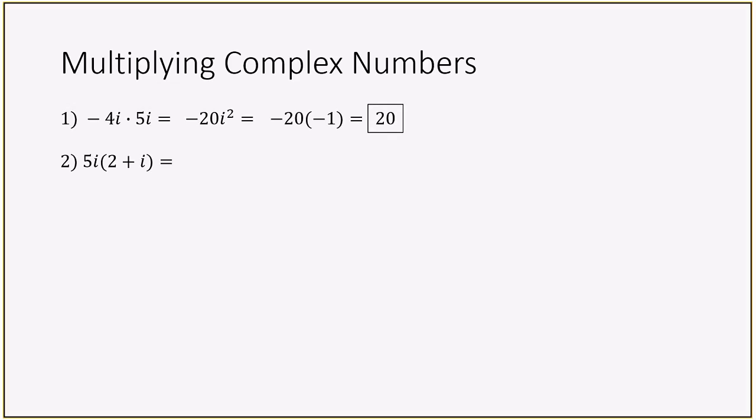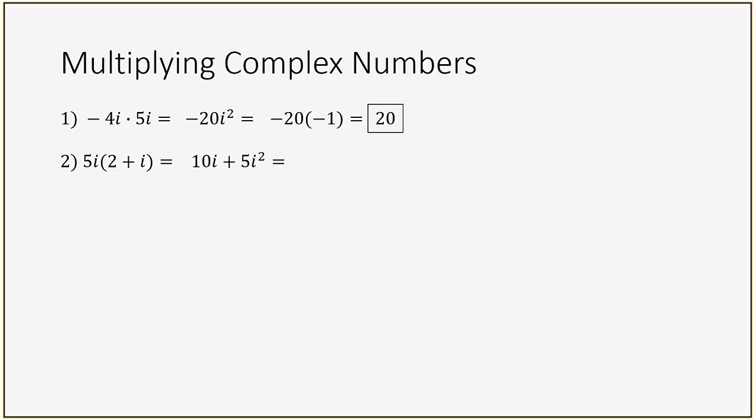Now I'm just going to use the distributive property. Again, I'm going to treat it as though I is just a variable. So I'm going to distribute my 5 to both things inside the parentheses. So 5i times 2 gets me 10i. 5i times I gets me 5i squared.